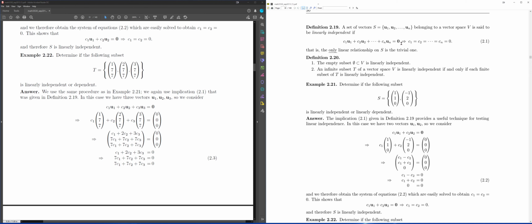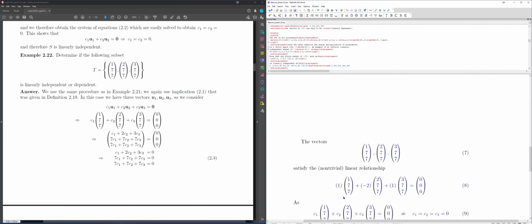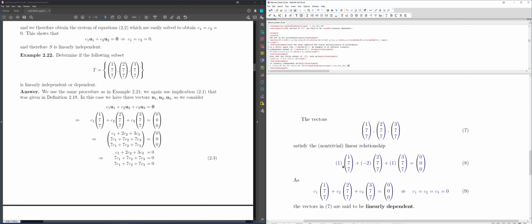If, however, when you solve this vector equation, your solutions are not unique, then it is in fact dependent. In fact, we saw these vectors already, and we saw that there exists a non-trivial relationship among them, which was this relationship. So these three vectors have a non-trivial linear relationship among them. So we expect the answer that this subset is linearly dependent. But let's actually go through the working.